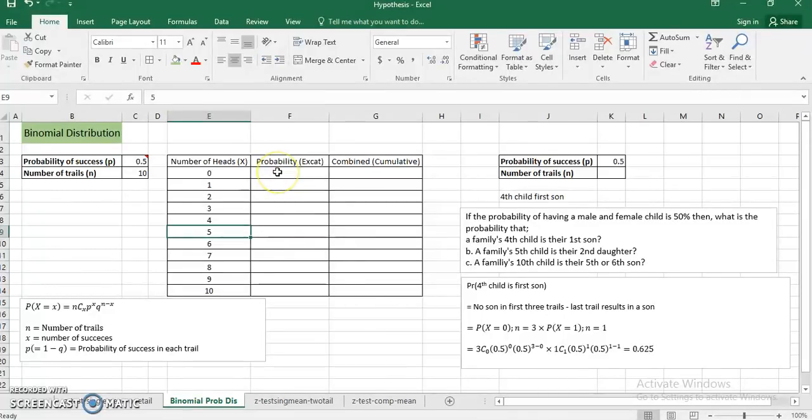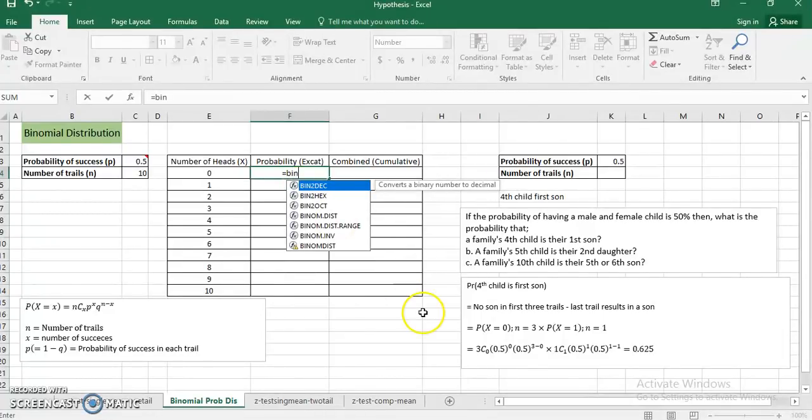So let's say about the probability of getting 0 heads in 10 trials. That means if a coin is tossed 10 times, then what is the probability of getting 0 heads? So that thing can be defined easily by binomial distribution. So I'm going to calculate probability in two cases. One is probability with exact match and the other is probability with cumulative match. So let's start with the function.